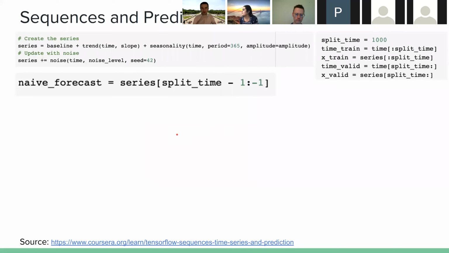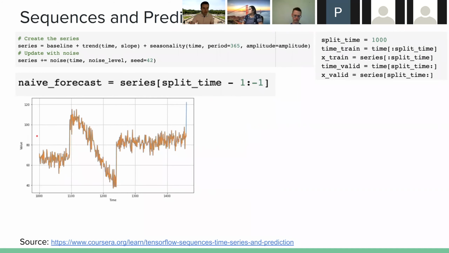So one way of doing forecasting is called naive forecasting. All that it does is it looks at the previous step and uses that as a forecast for the next step. So let's say if a series is 1, 2, 3, my forecast for the next step would be the number 3, simply because my previous step was 3.